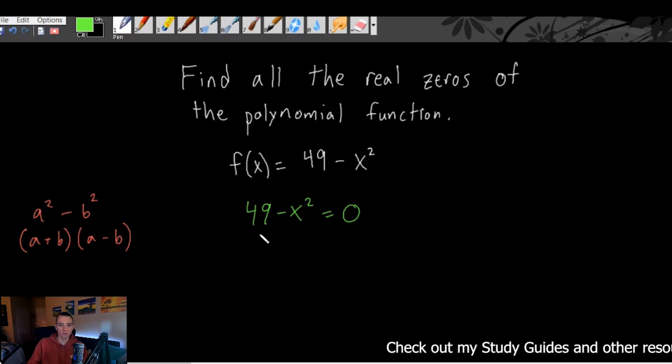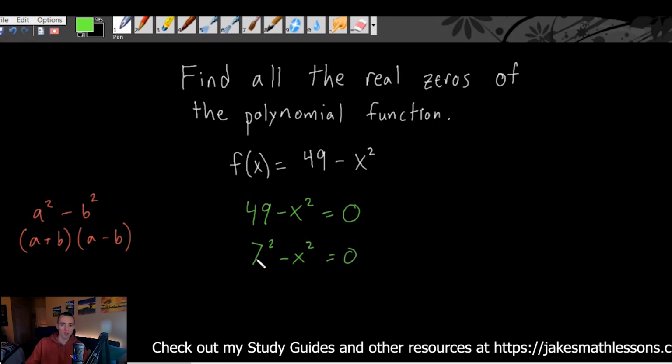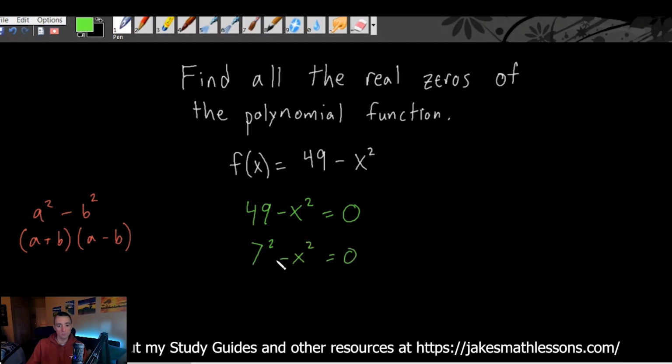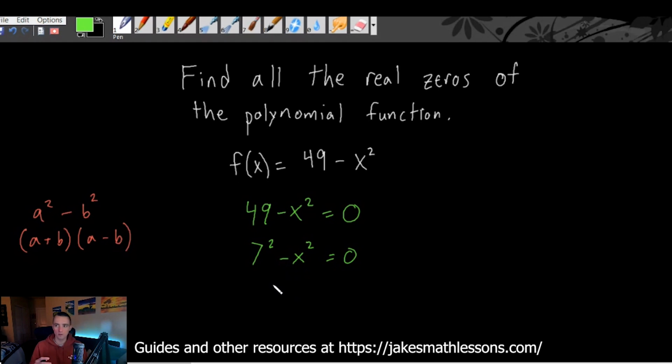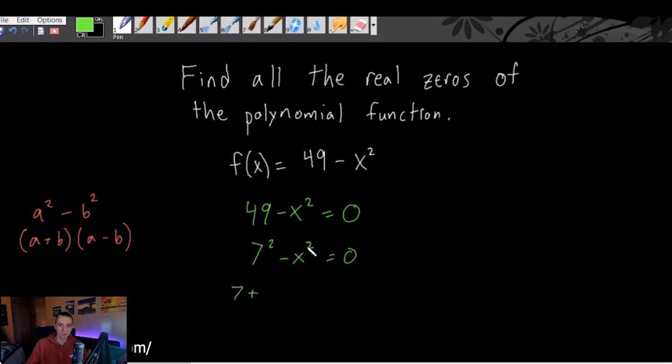So in this case, in order to apply this difference of squares formula, all we want to do is think of 49 minus x squared as 7 squared minus x squared equals 0. Because now we have two square things being subtracted from each other. So we can directly apply this difference of squares formula and just take the square root of the first term. The square root of 7 squared is 7. So 7 plus the square root of the second term. The square root of x squared is just x. And then 7 minus x equals 0.